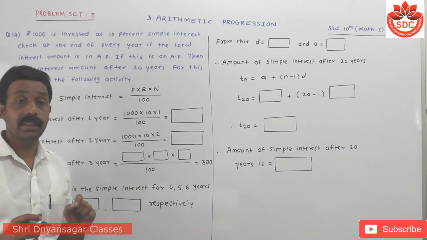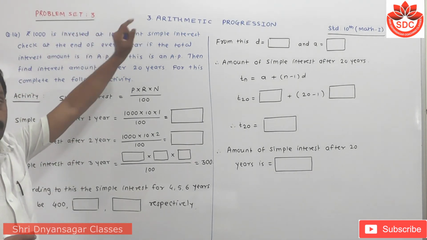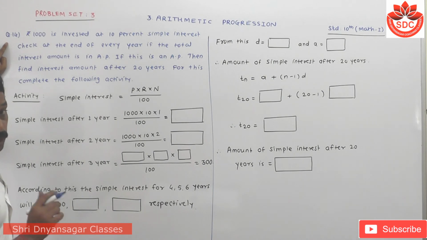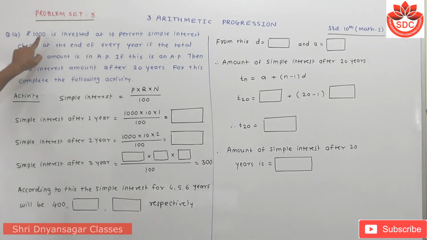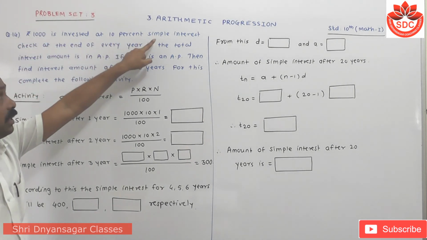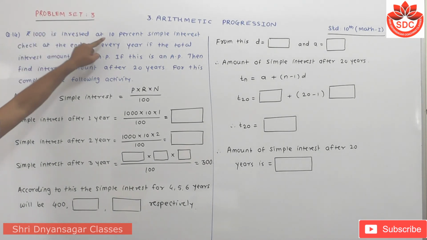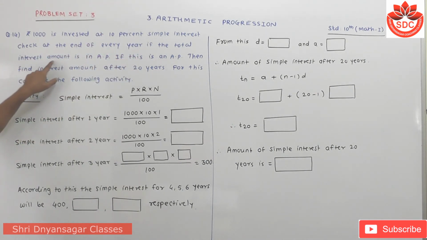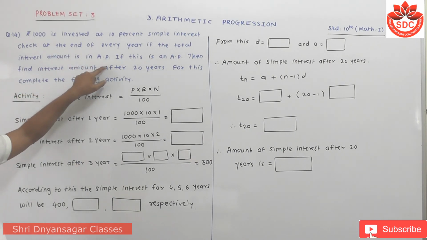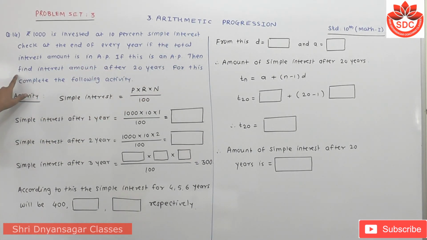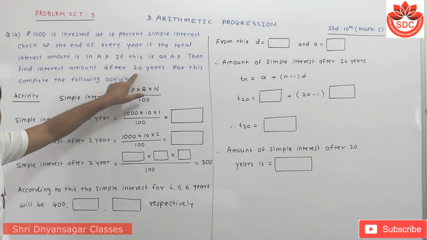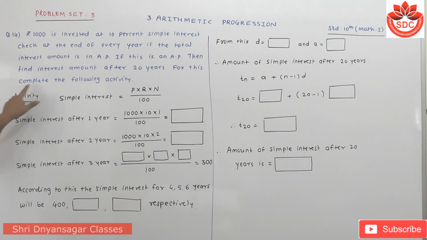Now student, we take the last example of this problem set 3 of the chapter Arithmetic Progression, question number 14, which is an important question because it is an activity based question. Now look carefully, 1000 rupees is invested at 10% simple interest. Here 1000 is the principal, rate of interest is 10. Then check at the end of every year if the total interest amount is in AP. Then find the interest amount after 20 years. For this, complete the following activity. So simple one, look carefully at this activity.